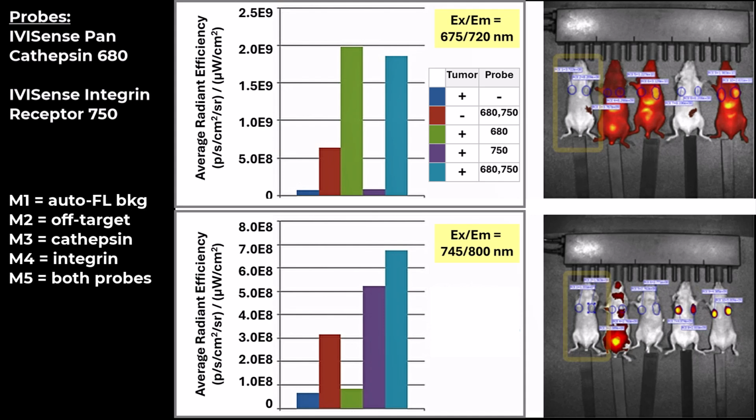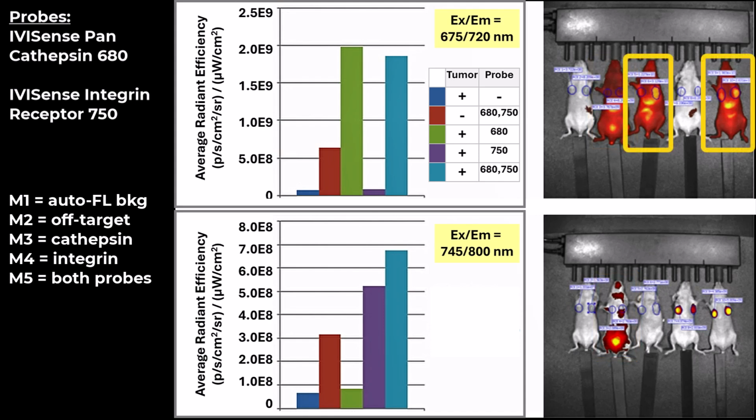Our results show little signal in the uninjected tumor-bearing mouse number 1. This result tells us there is very little tissue autofluorescence signal captured using the near-infrared filters. There was low-level expression in the negative control mouse number 2, which represents nonspecific probe accumulation.